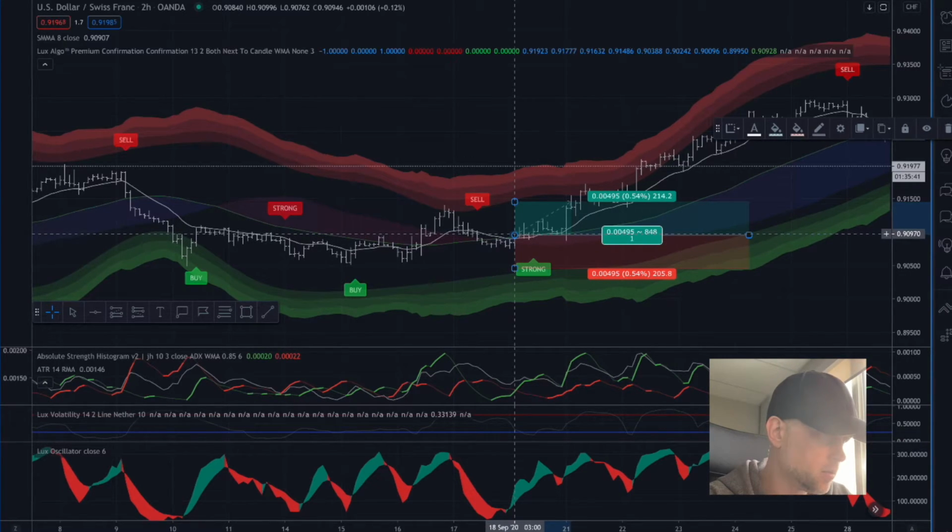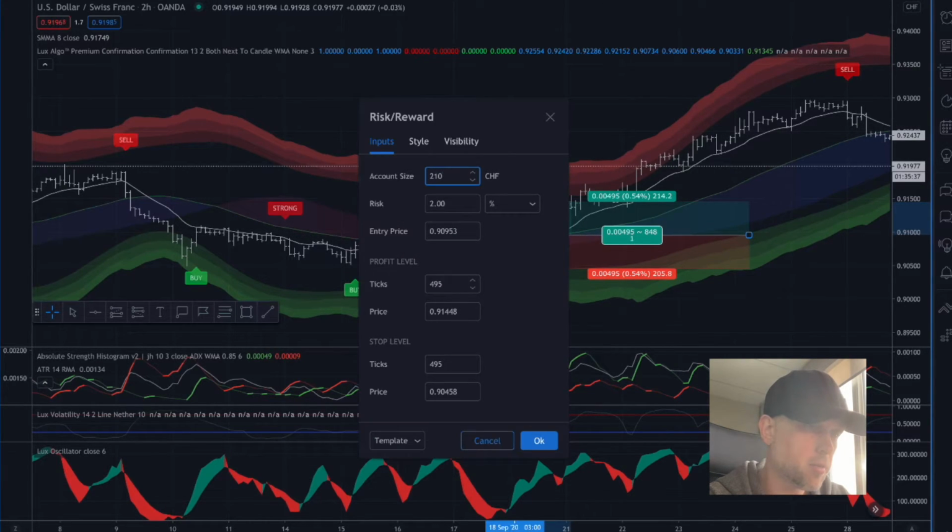And now, so 146, that means my stop loss, instead of going 2 times my ATR, I'm only going 1.5 times my ATR. So if it's 146, then my stop loss is going to be 292 plus my spread. So that would be 204. So 204 ticks on my stop loss.